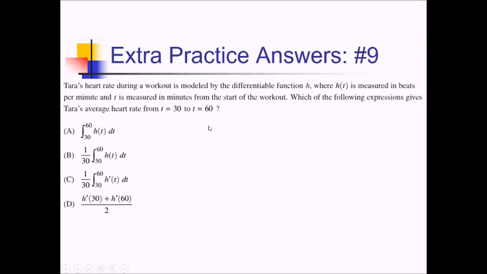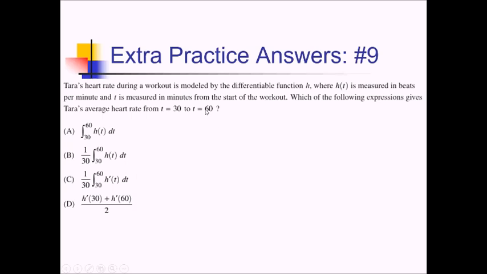For this problem, we have Tara's heart rate during a workout modeled by the differentiable function h of t, and they're not going to tell us really anything else about this, just they gave it a name. We want to know which expression down here represents Tara's average heart rate from 30 to 60.